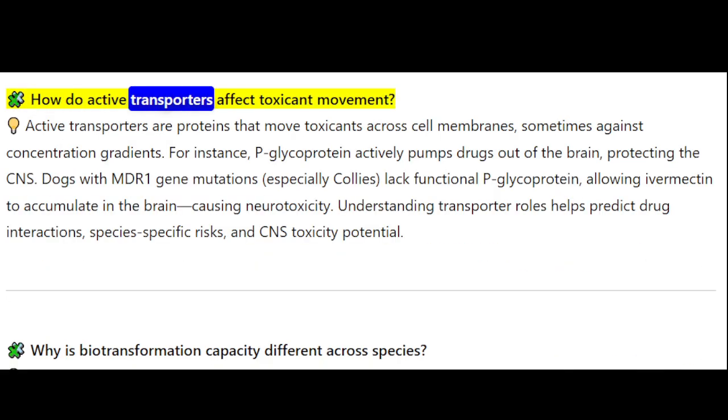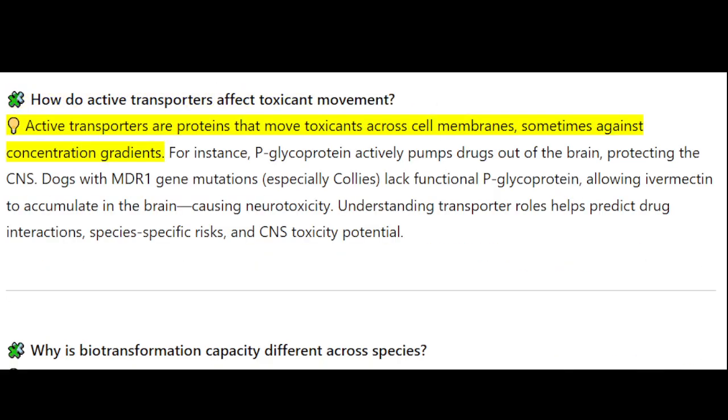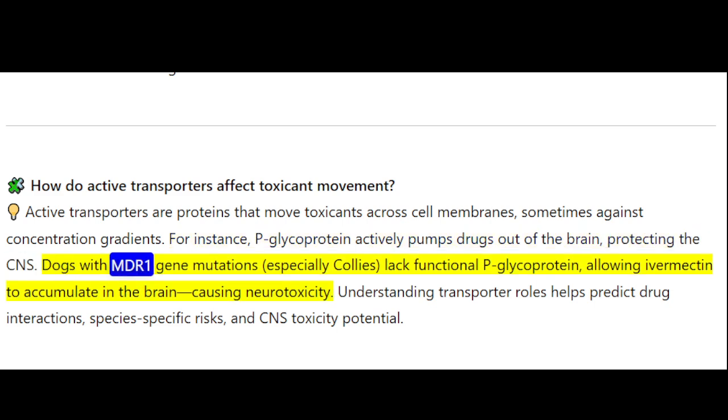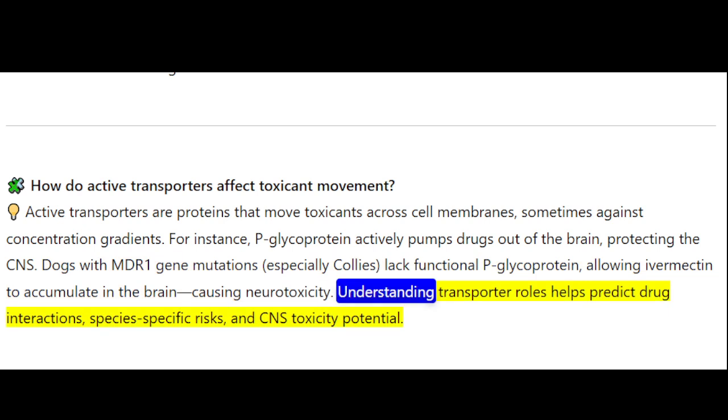How do active transporters affect toxicant movement? Active transporters are proteins that move toxicants across cell membranes, sometimes against concentration gradients. For instance, P-glycoprotein actively pumps drugs out of the brain, protecting the CNS. Dogs with MDR1 gene mutations, especially collies, lack functional P-glycoprotein, allowing ivermectin to accumulate in the brain, causing neurotoxicity. Understanding transporter roles helps predict drug interactions, species-specific risks, and CNS toxicity potential.